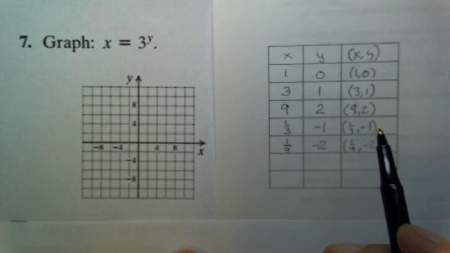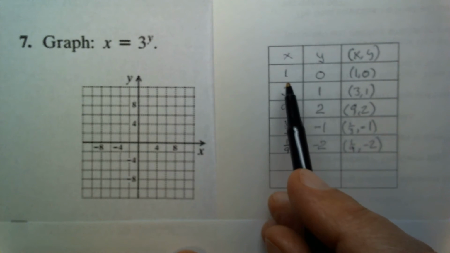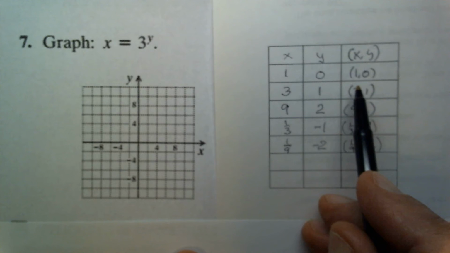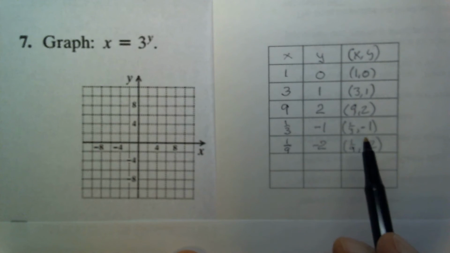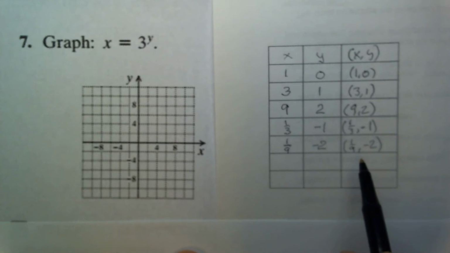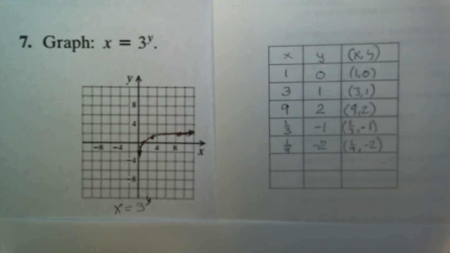Here's a table of values where we chose some values for y, and then computed the corresponding value for x. And here are the ordered pairs (1, 0), (3, 1), (9, 2), (1/3, -1), and (1/9, -2). So let's plot these points and then connect them with a smooth curve. And here's the graph of x equals 3 to the y power.